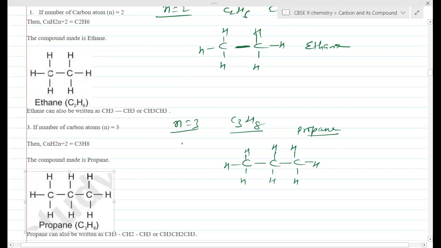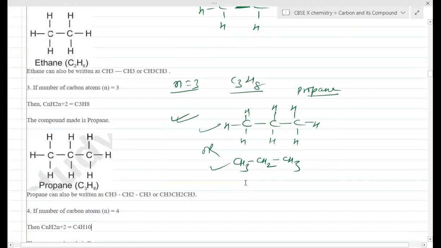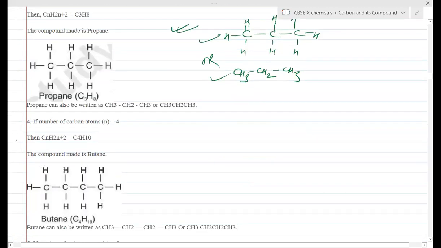So here you can write in this way. This is the expanded form. In the condensed form, this is 1 carbon 3 hydrogen, so you can write CH3. This is 1 carbon 2 hydrogen, so it's single bond CH2. 1 carbon 3 hydrogen, so it's single bond CH3. This propane can also be written like this. So here you need to practice more. Similarly, n equal to 4 is what? Butane. So here is the structure: 1, 2, 3, 4 carbons and single bonds.